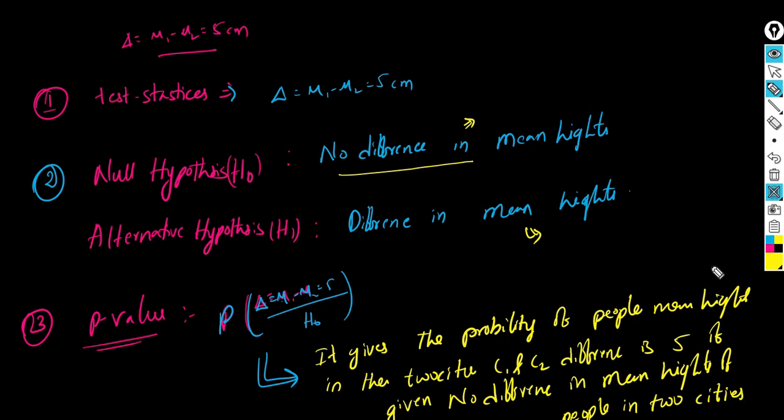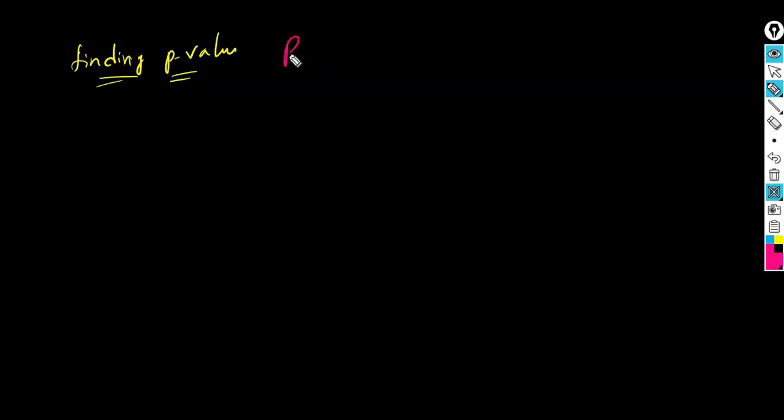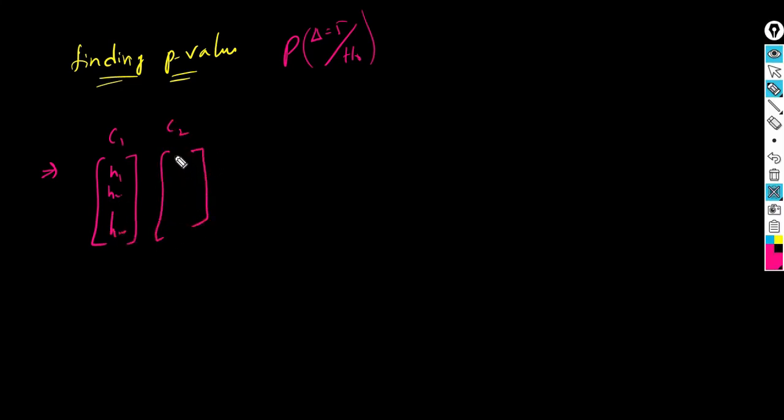Okay, now let us find the p-value. That is computing the delta equal to 5 given H0. Here we already see the sample data C1. It contains the samples H1, H2, up to H100, and C2, we have the people H1 dash to H100 dash, and the delta is mu1 minus mu2, which is 5 centimeters.